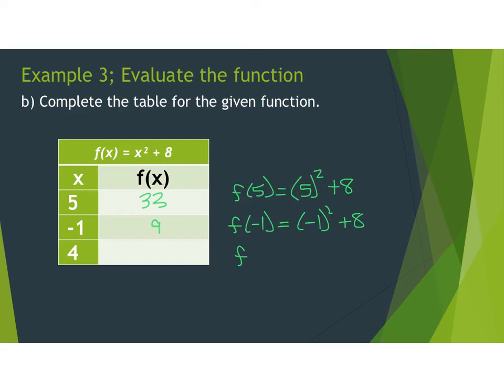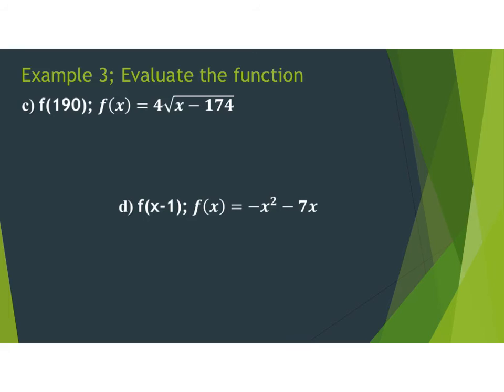1 plus 8 is 9. And the last one, f of 4. 4 squared plus 8. So 4 squared is 16. 16 plus 8 is 24. So that's how you would fill in your table. These next two examples are really the same thing. All we're doing is plugging in our numbers or plugging in what we have.